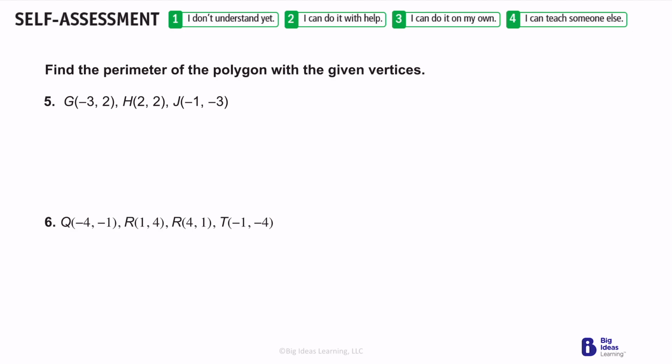You know what, let's redo that one. All right, so G, H, and J. So I've got negative 3, 2. I've got 2, 2. And I have negative 1, negative 3. So it looks something like this.